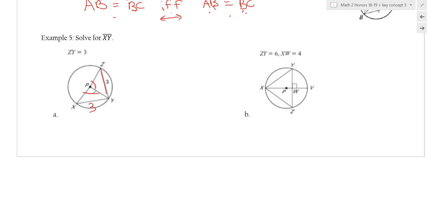Part B. We know ZY equals 6. And x, I don't know why this is in this section. It's a good question, but I don't know why it's in this section. XW is 4. We're going to solve for XY. So then, this is 3.